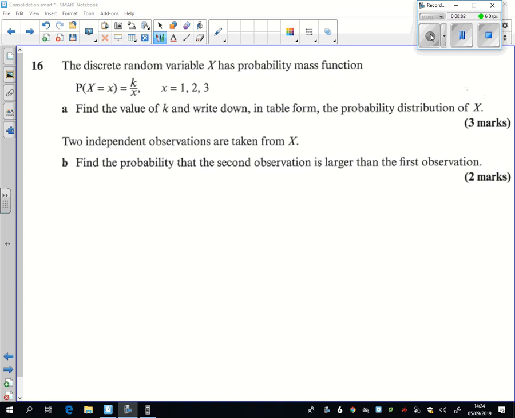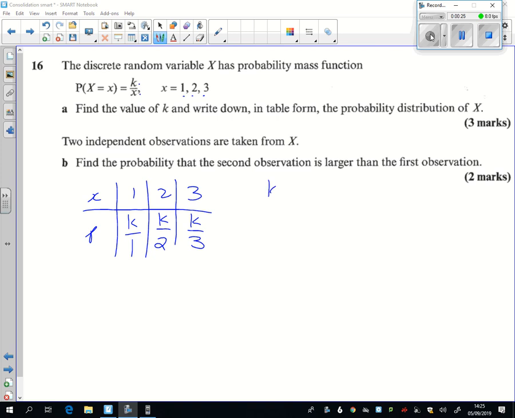Question 16, lovely probability question. You're being told that we've got x values. The possible x values are 1, 2, and 3, and the probabilities attached to them are given by this formula, k divided by x. So this one is k divided by 1, this is k divided by 2, and this one's k divided by 3.